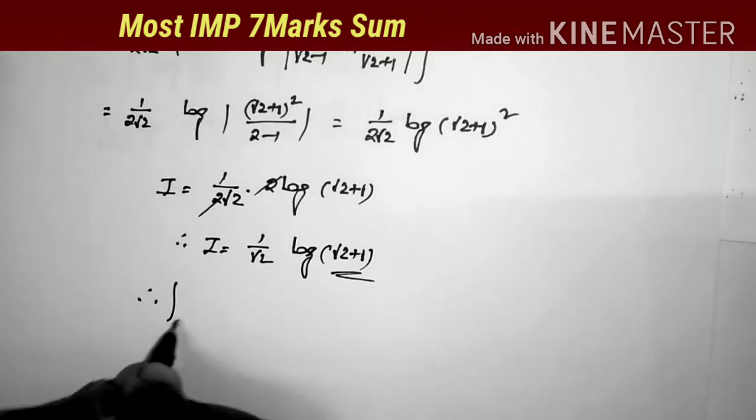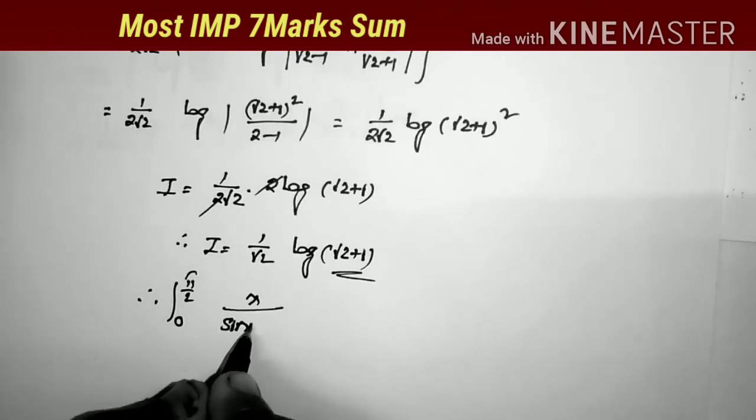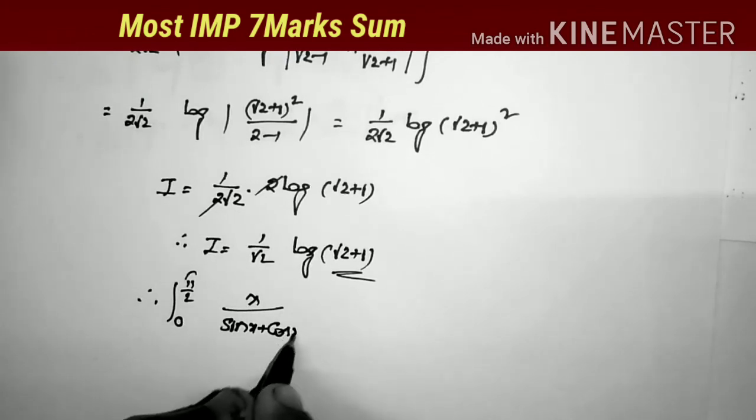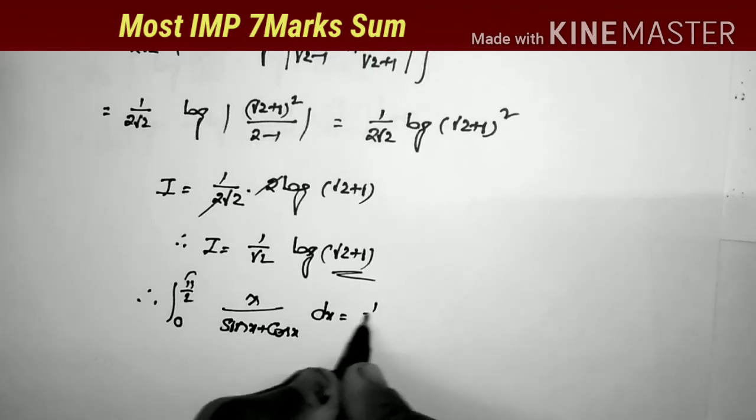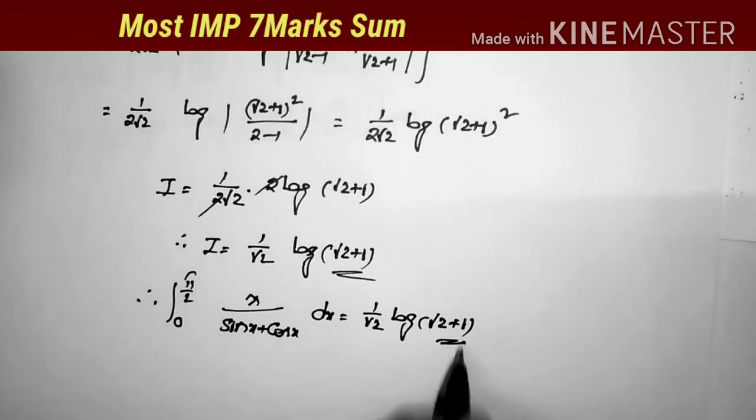So I is nothing but the given problem. Integral 0 to pi by 2 of x by (sin x + cos x) into dx is equal to 1 by root 2 log (root 2 + 1). Most important 7 marks problem.